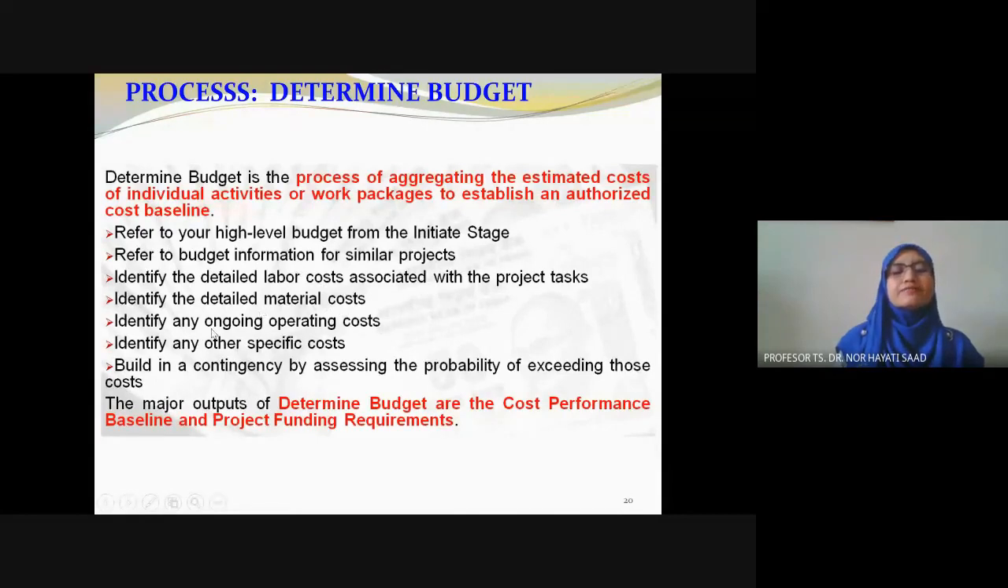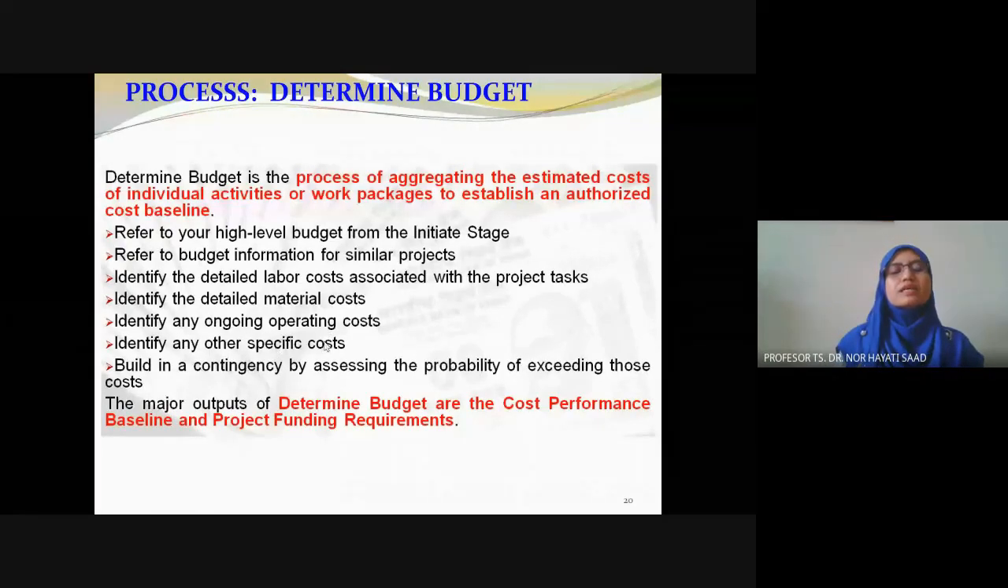Identify any ongoing operating costs, such as logistic costs; every single thing needs to be calculated. Identify any other specific costs. Build in a contingency by assessing the probability of exceeding those costs. The major outputs of determine budget are the cost performance baseline and the project funding requirements.